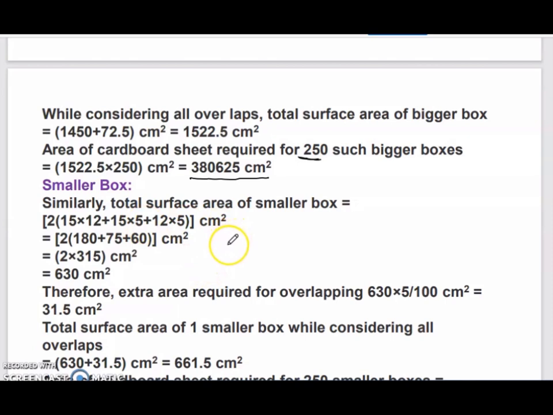First, you can find the surface area of one small box. That is, after substituting all the dimensions, you will get it as 630 centimeters square. Then you can find the extra area that is required for the overlaps. That is 5% of this one. 5 by 100 into 630. So that is coming as 31.5 centimeters square.